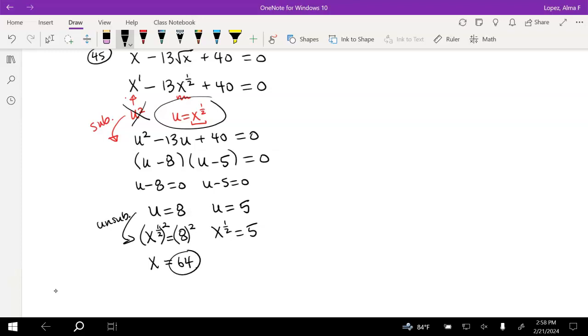For the second case, again, to get rid of the 1/2 power, we raise it to the reciprocal. But what we did to one side, we'll do to the other. Here, the 1/2 and the 2 cancel each other out. The x comes straight down, and 5 squared is 25.